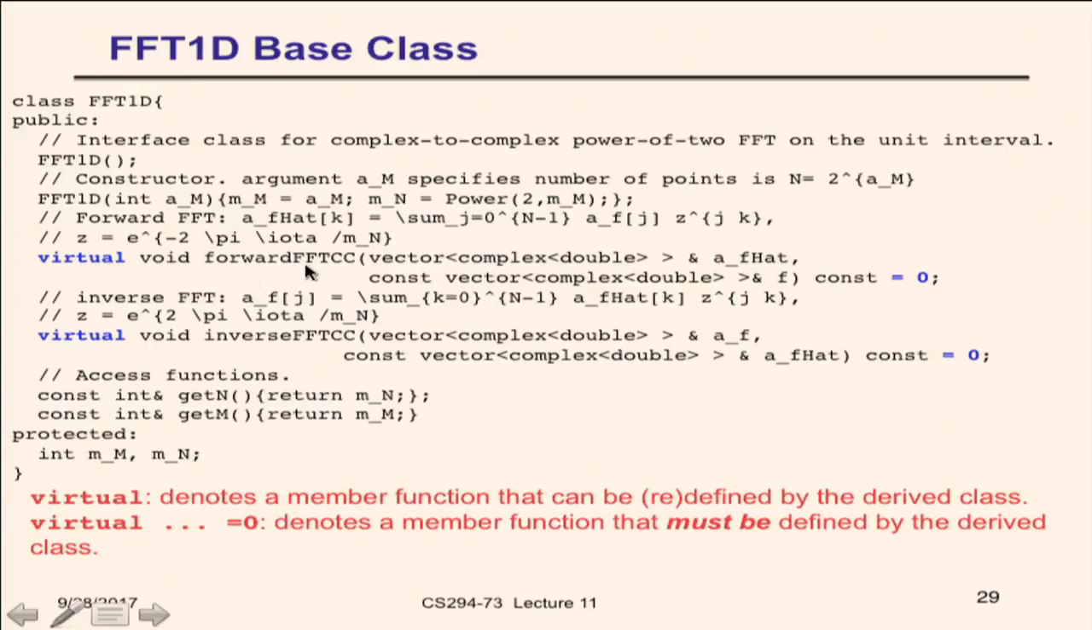Forward FFT complex to complex, CC, now has a keyword in front of it, virtual. And similarly for inverse. So what does that virtual mean? Virtual denotes a member function that may be redefined by the derived class, or may be defined by the derived class. However, if you have virtual equal to 0, that denotes a member function that must be defined by the derived class.